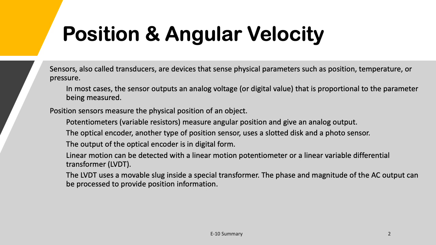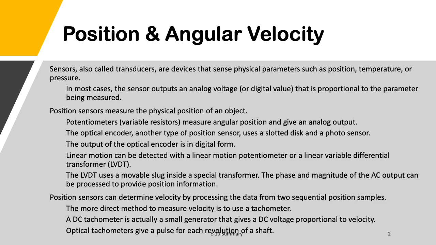Potentiometers, variable resistors, measure angular position and give an analog output. The optical encoder, another type of position sensor, uses a slotted disc and a photosensor. The output of the optical encoder is in digital form. Linear motion can be detected with a linear motion potentiometer or a linear variable differential transformer, an LVDT. The LVDT uses a movable slug inside a special transformer. The phase and magnitude of the AC output can be processed to provide position information.